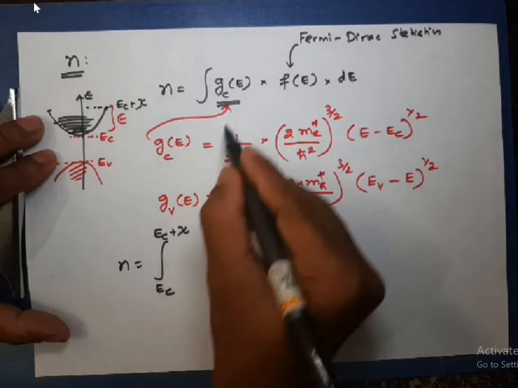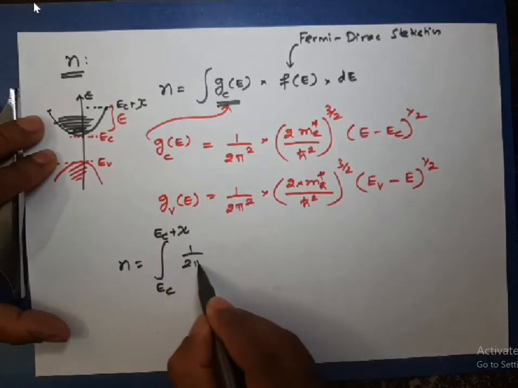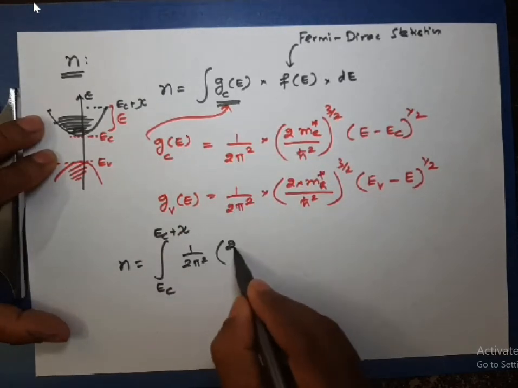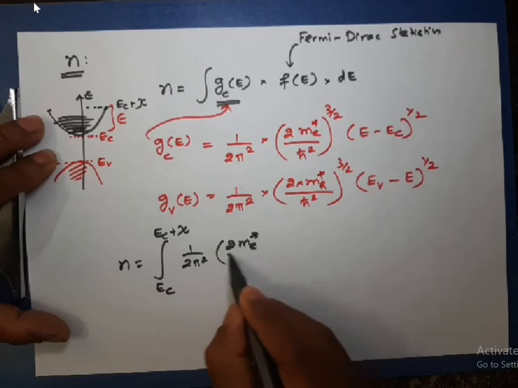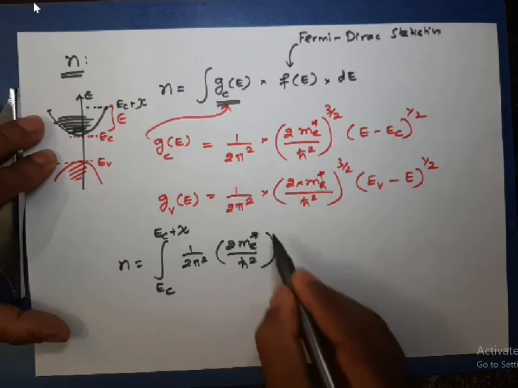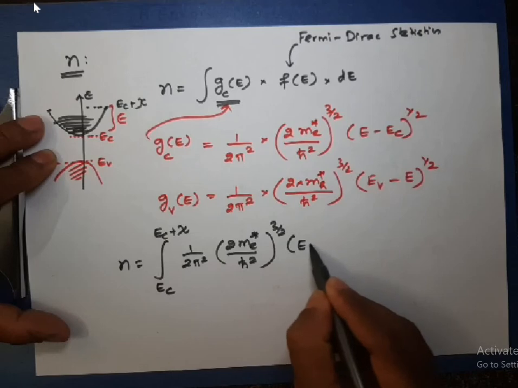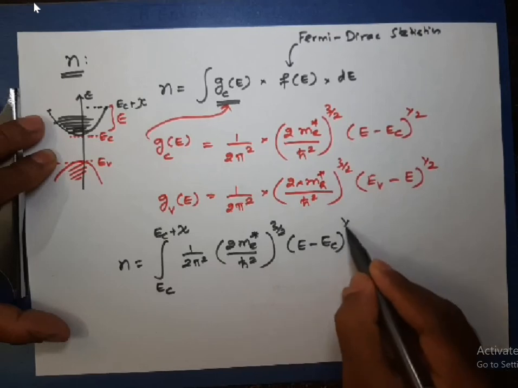And GC value is 1 by 2 pi square times (2 into effective mass of electron by h bar square) whole power 3 by 2 into (E minus EC) whole power half.